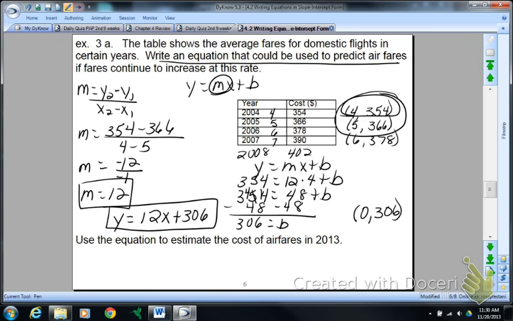So the next, it says, use the equation to estimate the cost of airfares in 2013. So 2013 is how many years? 13. So what are we going to do? Plug in 13 for x. So use your calculator. 12 times 13 is equal to 156 plus 306 is equal to what? $462. So in 2013, it's going to cost $462 to fly.